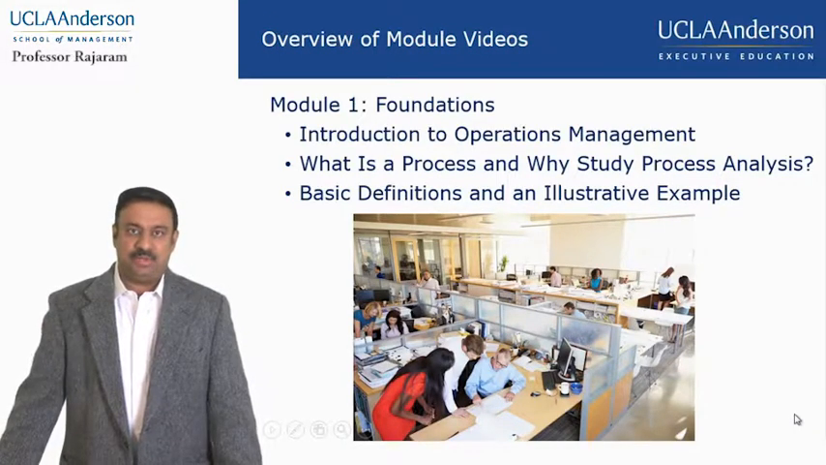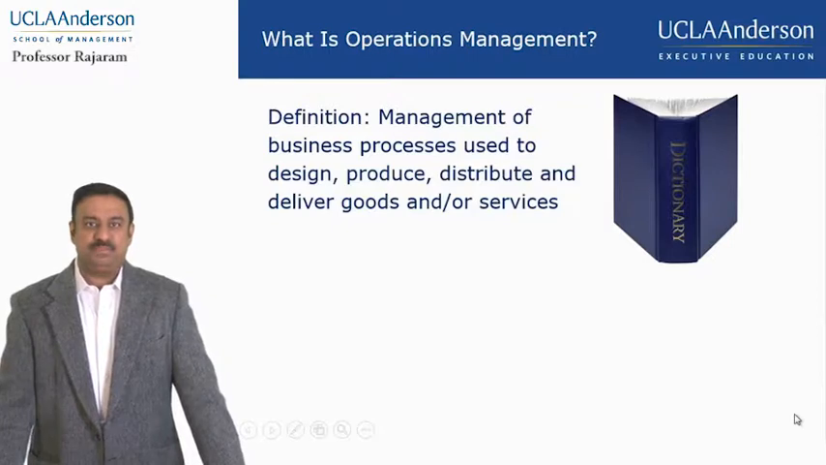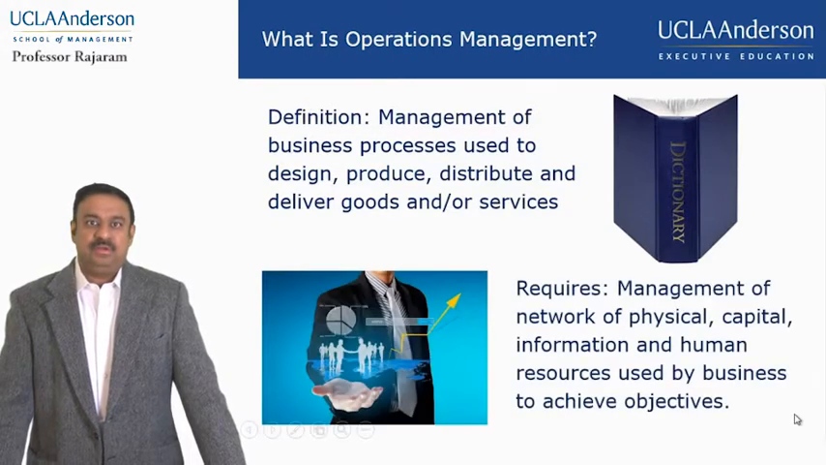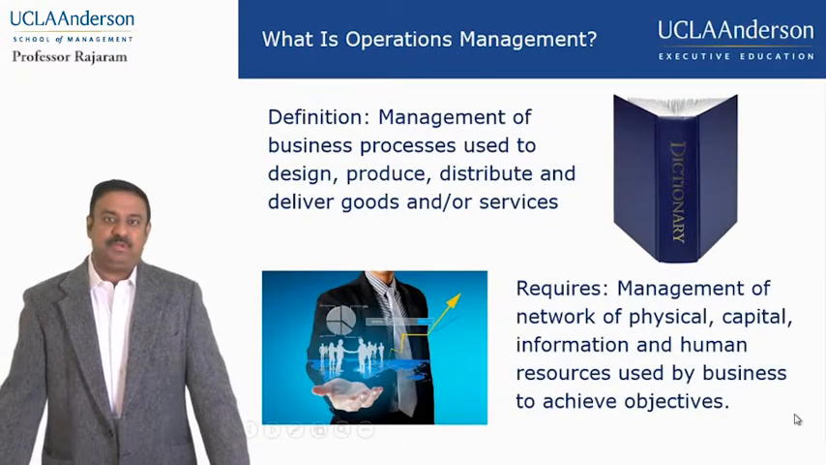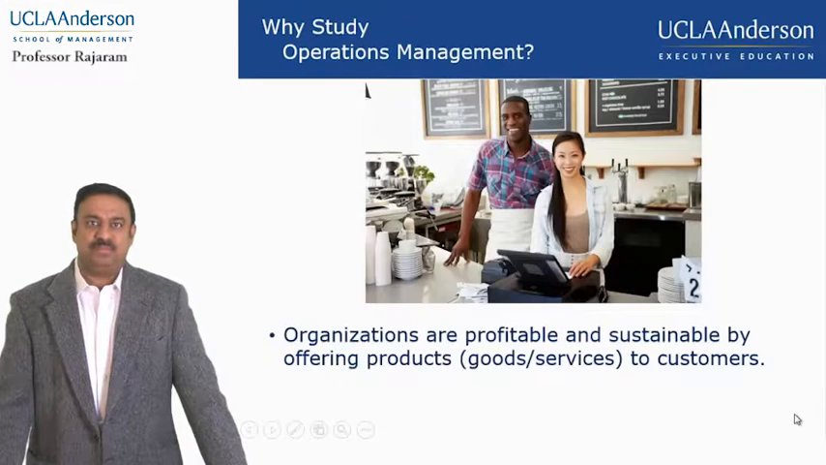So I'm going to start by talking about what is operations management. Now, operations management is the management of business processes used to design, produce, distribute, deliver goods and or services. And any combination of goods and services make up a product. Now, this would require the management of network of physical, capital, information and human resources used by business processes to achieve these objectives.